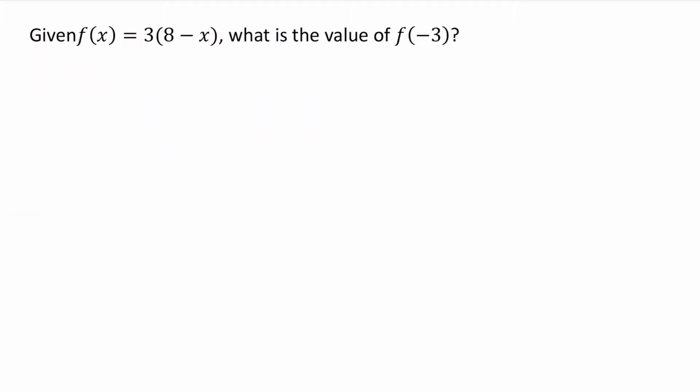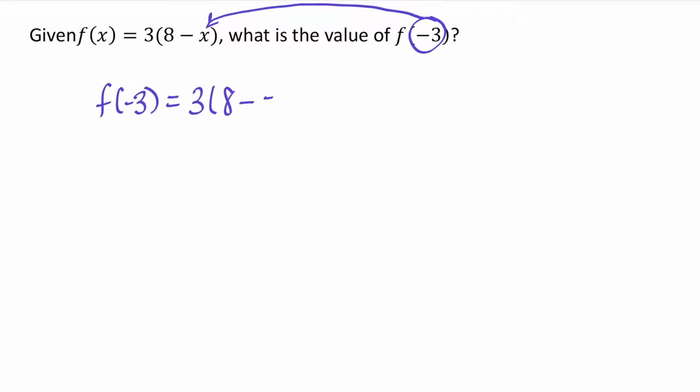So in this problem, it says, given that f of x equals 3 times 8 minus x, what is the value of f of negative 3? So I'm going to take this negative 3 and I'm going to plug it into this equation everywhere I see x. So f of negative 3 is 3 times 8 minus negative 3. So I have the minus from the subtraction in the problem, and then I have the negative from the negative 3. So that minus negative will become a plus, so we have 3 times 8 plus 3.